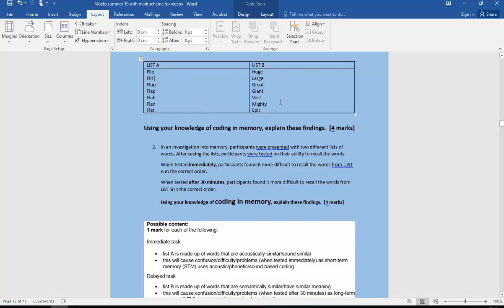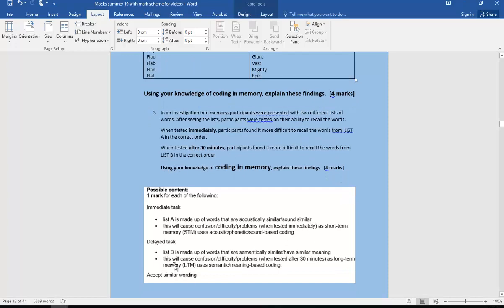With list B, that is mainly semantically encoded for long-term memory. Okay, it's gone into long-term memory, we need to say, because it's after 30 minutes. And we know that with long-term memory, it's mainly processed semantically, by meaning, and that is why they're going to get confusion over the meaning of these words because they all mean similar things.